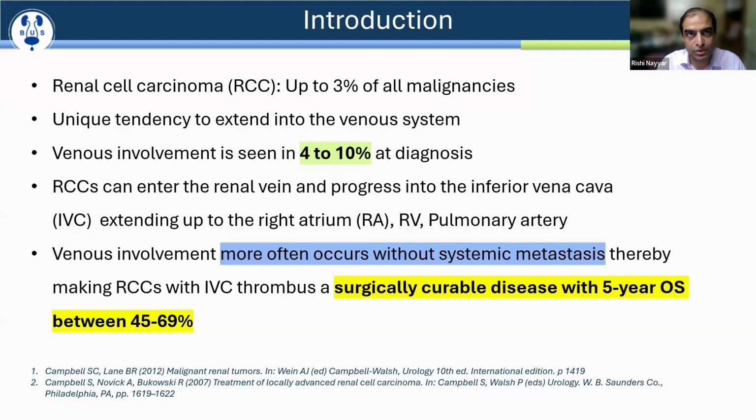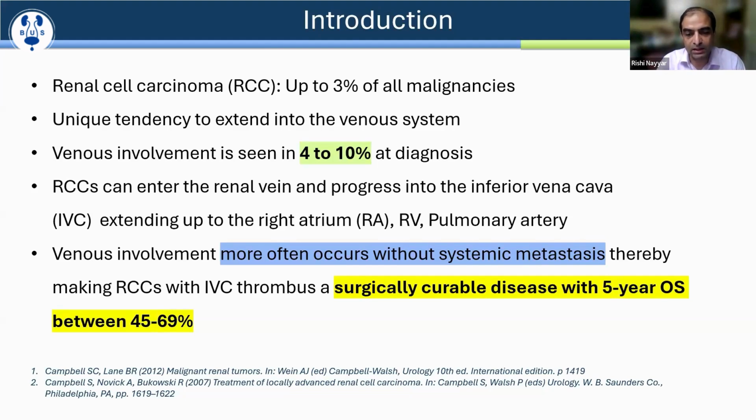Metastatic RCC, as you know, has a very grave prognosis. It is one of the most dangerous urological malignancies, with an overall 5-year survival to the tune of just about 25 to 30%, in fact, even a little less. And 1-year survival is about 50%. So metastatic RCC is an aggressive disease, but the venous involvement is a surgically curable disease.